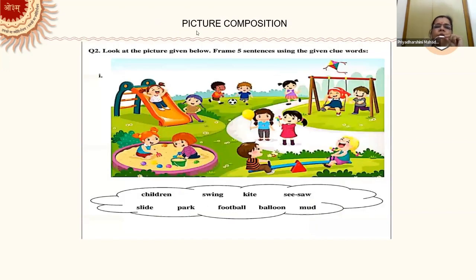Then moving on to this picture composition for class 2 level. This is also for class 2 level. You can give a picture like this. And then you can also give some clue words and ask them to frame sentences using the given clue words. So can you frame sentences for me, at least 5 sentences using these picture clue words?